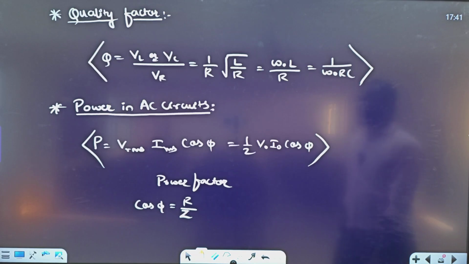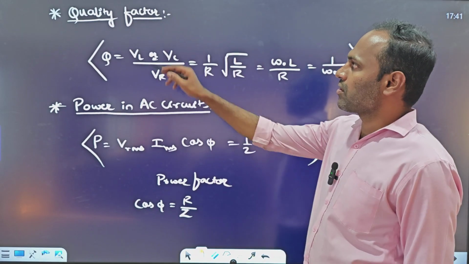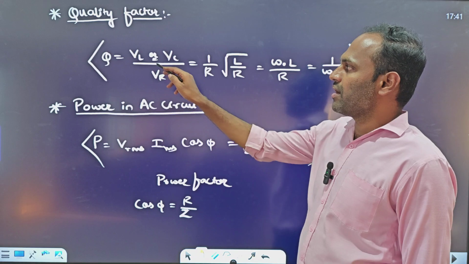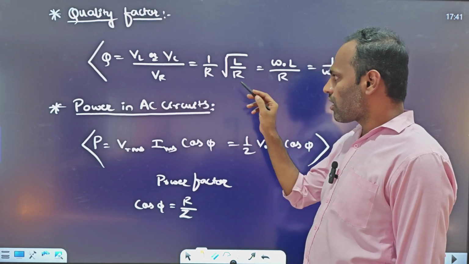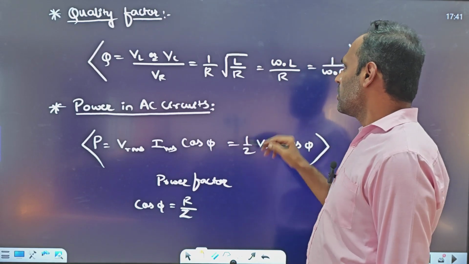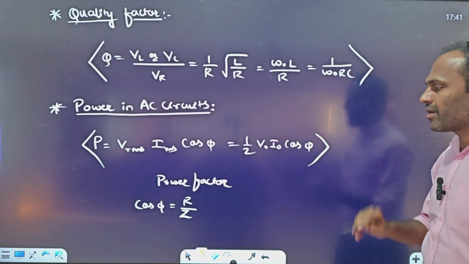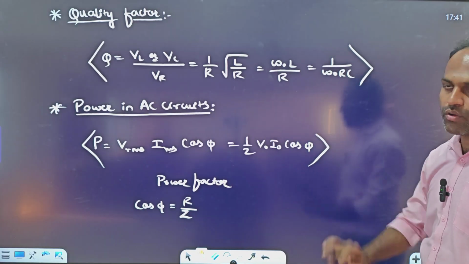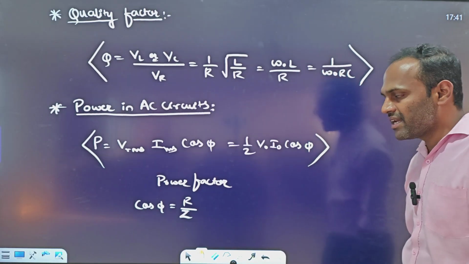Okay, next we'll go for one more quantity called quality factor, whose formula is VL by VR or VC by VR, or 1 by R root of L by C, or omega naught L divided by R, or 1 divided by omega naught R C. Remember the formula, that's all for quality factor. Next, power in AC circuit.